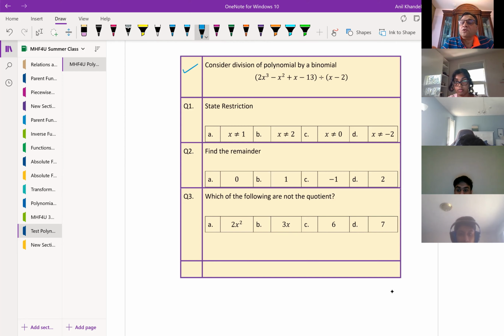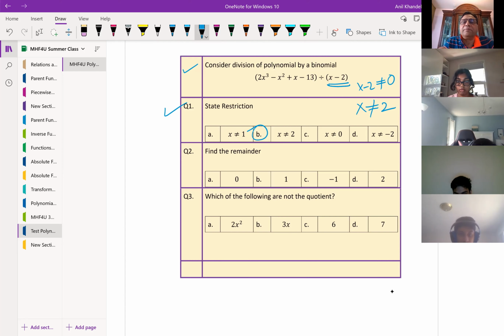x is not equal to 2 because the divisor cannot be 0, right? You cannot divide by 0. Is that clear to you? So this term x minus 2 is in the denominator, right? So that gives you that x minus 2 is not equal to 0. That means x is not equal to 2. Is this clear to you? So that becomes the restriction.